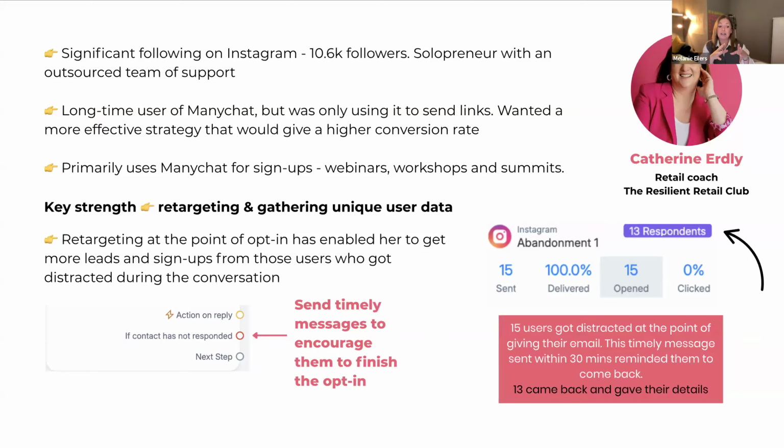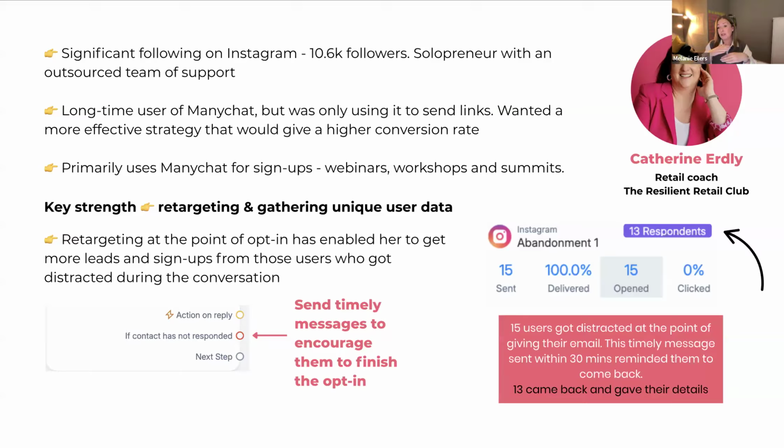So this has enabled her to get more leads and signups from those users who got distracted during the conversation, i.e. during the automation. Quite often you will see when you ask people for their name or their email, you can use this function just as it's down there, the one with the little red circle on it. If contact has not responded, you can send timely messages once you connect another Instagram node to that, to send them a message to encourage them to finish the opt-in.